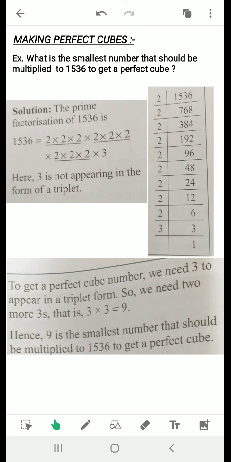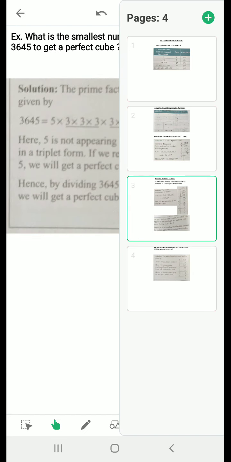Did you understand what perfect cubes are? If a number can be written in the form of prime triplets, then we can say that the number is a perfect cube. If it cannot be written, then it is not a perfect cube. We can make it a perfect cube by multiplying or dividing. For that we need to complete the triplet. Here the digit 3 is not in a triplet, so we require 2 more 3's, then 3 multiply 3, 9. So we should multiply it by 9 to make a perfect cube.